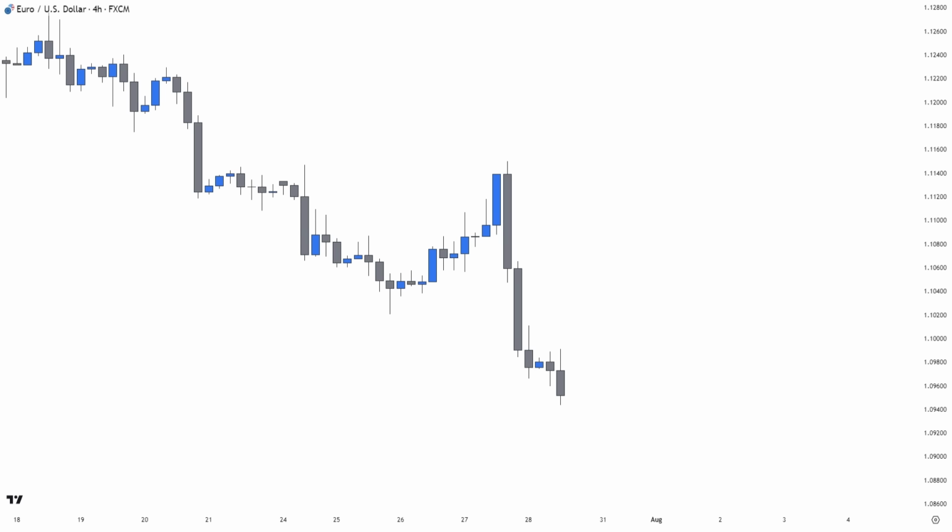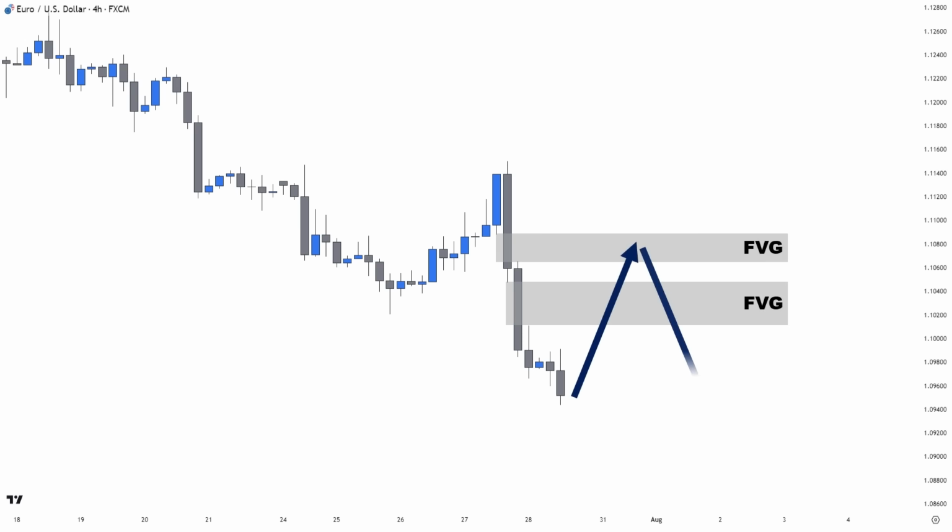Here on the Euro-Dollar 4 hours chart, we have a moving downtrend. These are the considerable fair value gaps that are recently created. If the price returns to fill the gaps before continuing its general direction, it will provide us with a perfect trading opportunity. Now, where is the liquidity area?